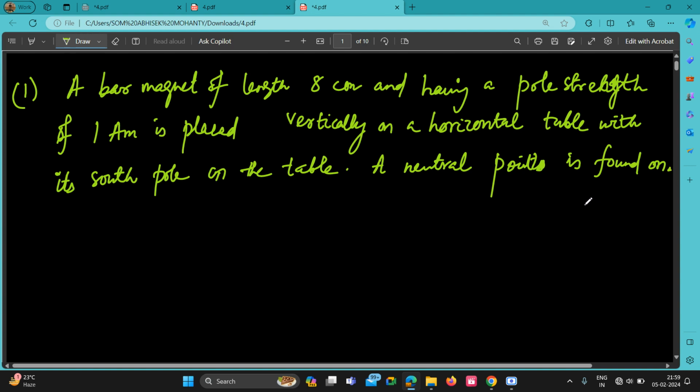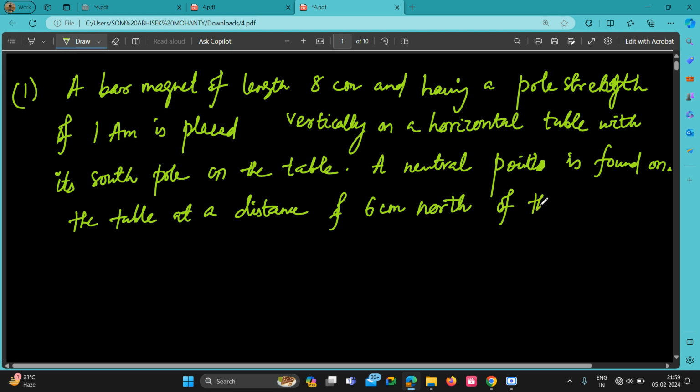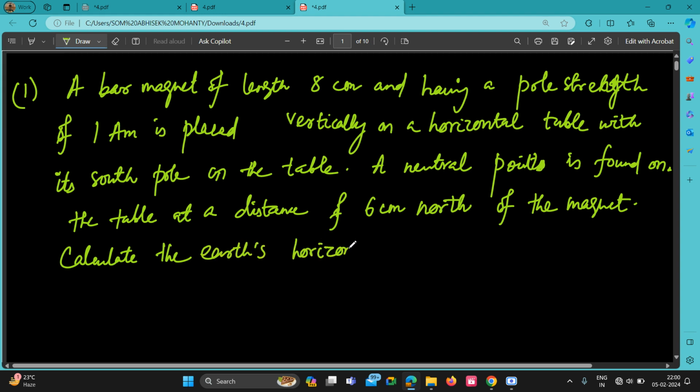A neutral point is found on the table at a distance of 6 centimeter north of the magnet. Calculate the Earth's horizontal magnetic field. A bar magnet of length 8 centimeter having a pole strength of 1 ampere meter is placed vertically on a horizontal table with its south pole on the table. A neutral point is found on the table at a distance of 6 centimeter north of the magnet.